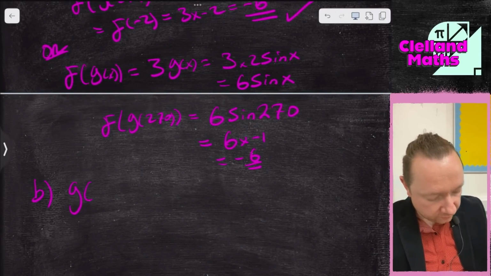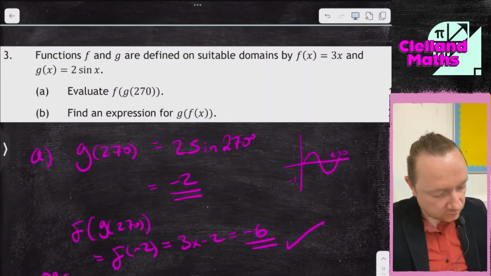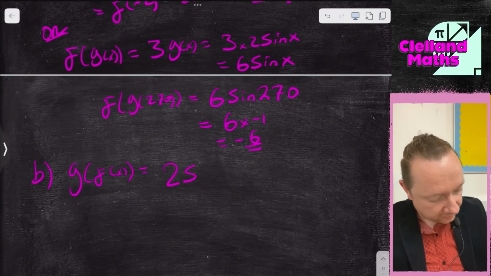Right, next question. Part B, we've got g of f of x. So that is, well, what's my g? My g is 2 sine x, so 2 sine f of x.